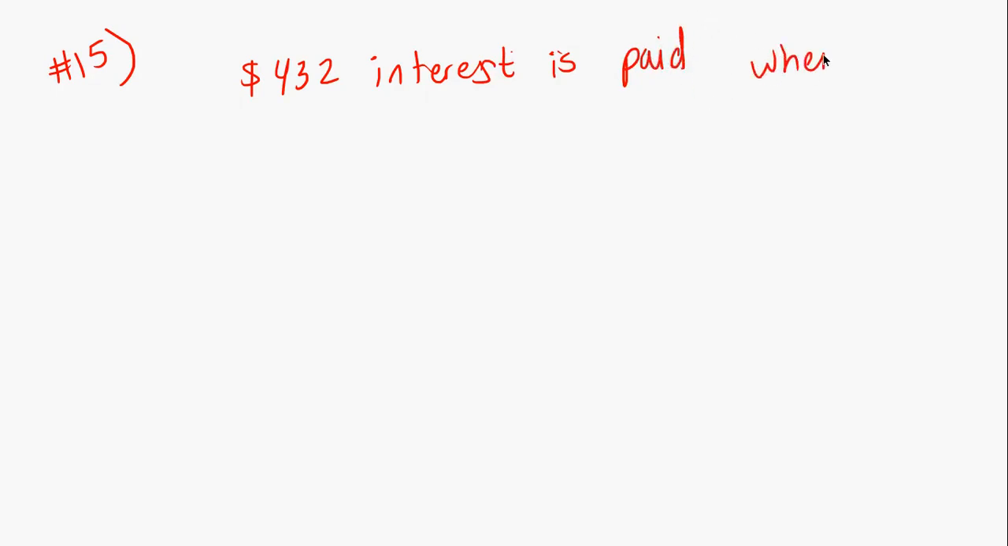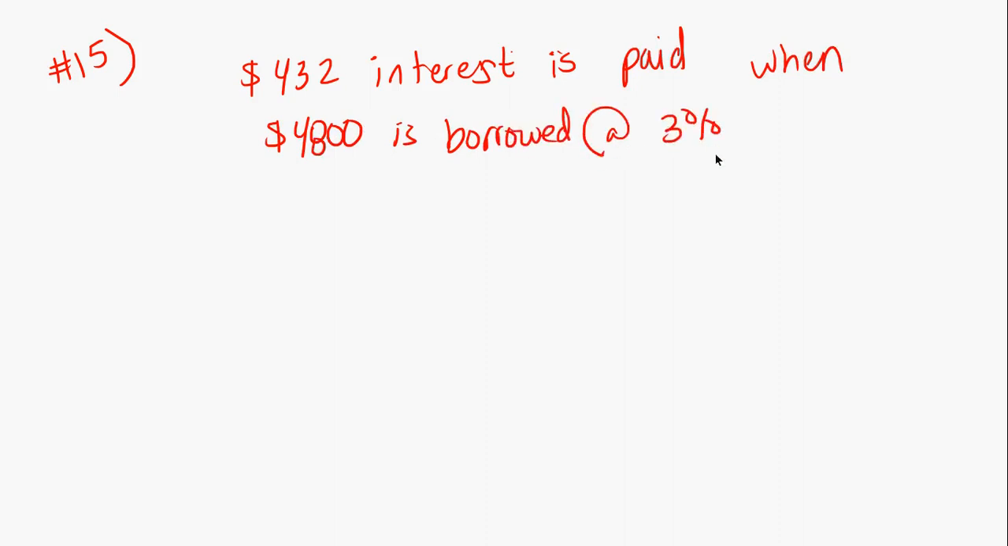Number 15. This one says 432 interest is paid when 4,800 is borrowed at 3% interest. Find the time.